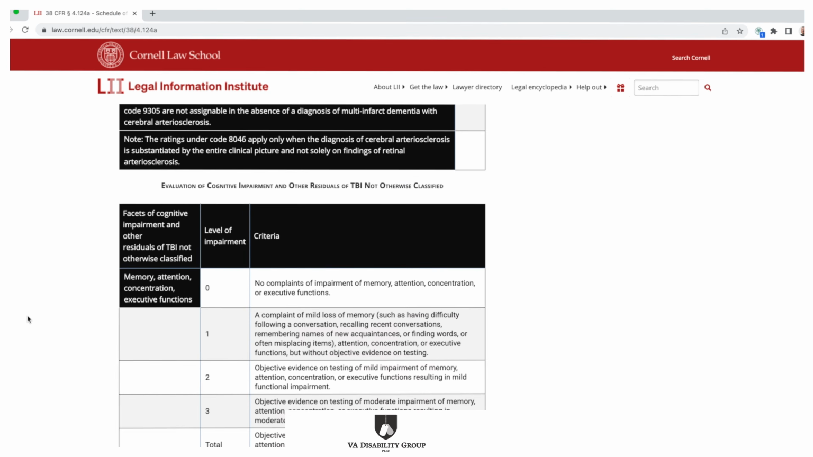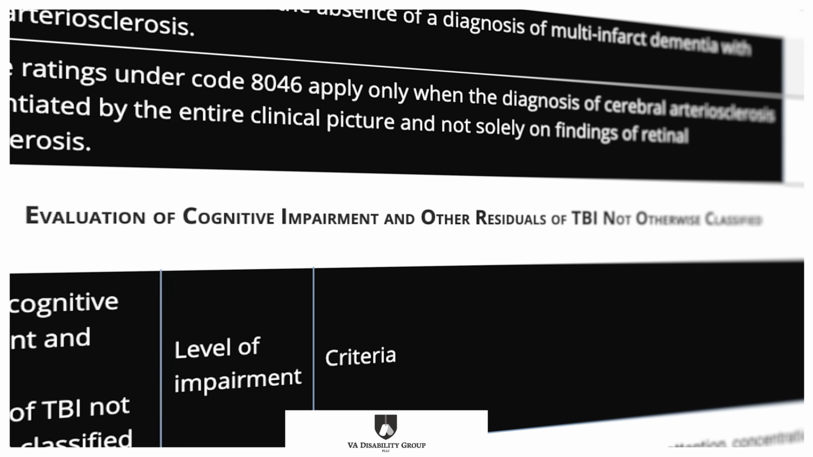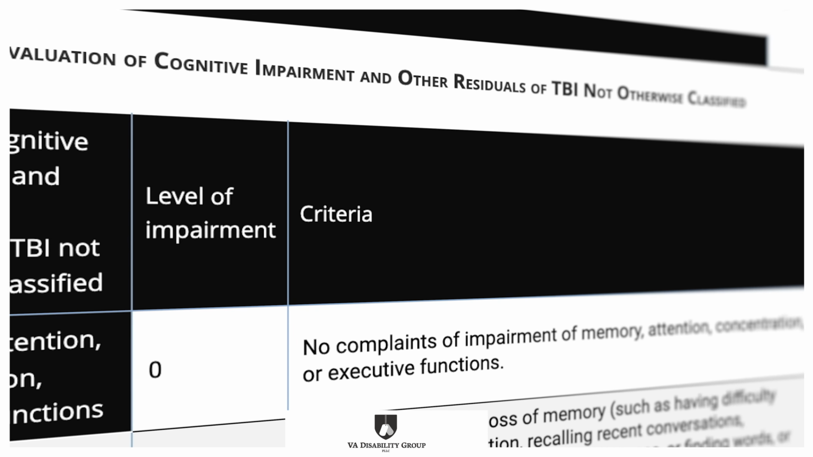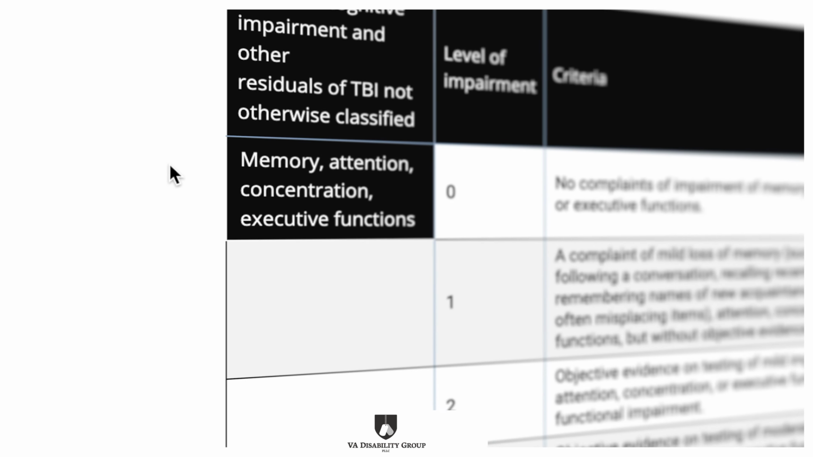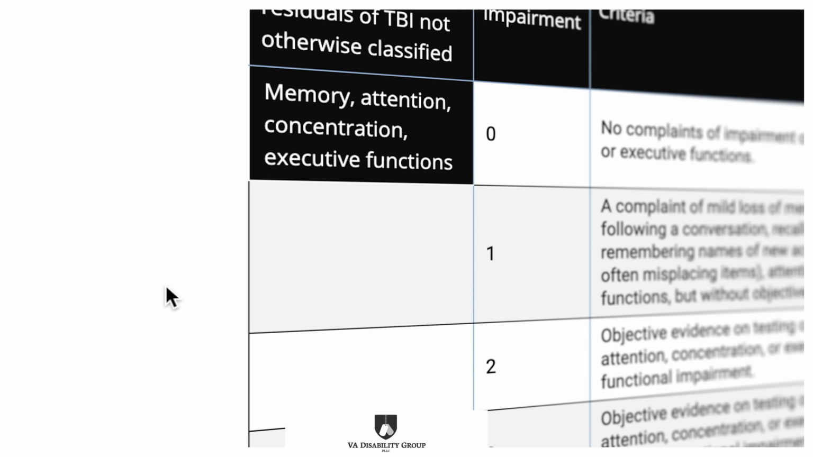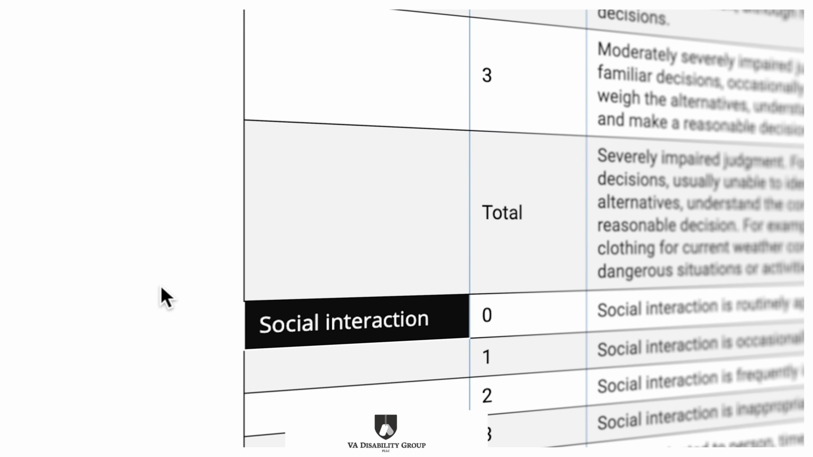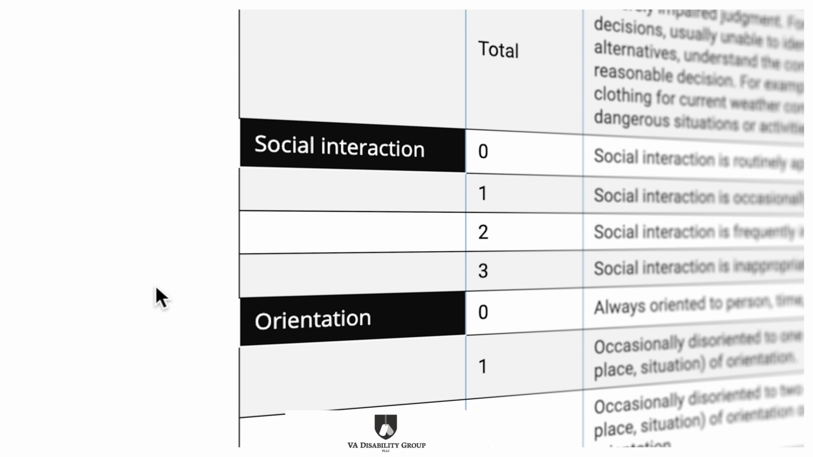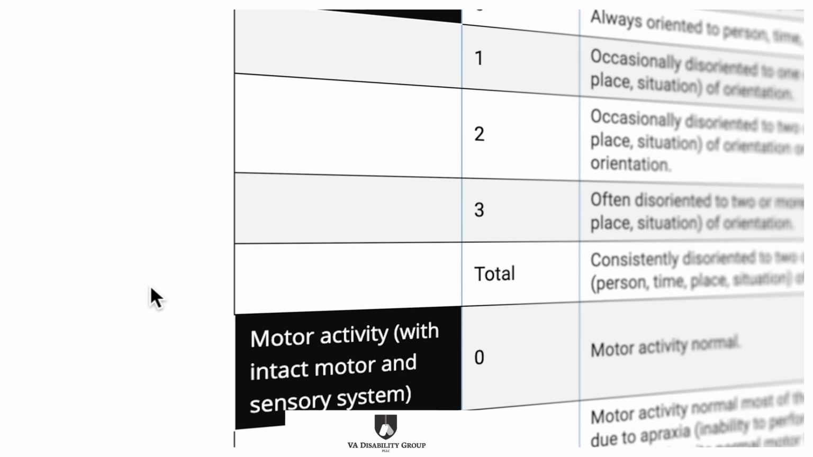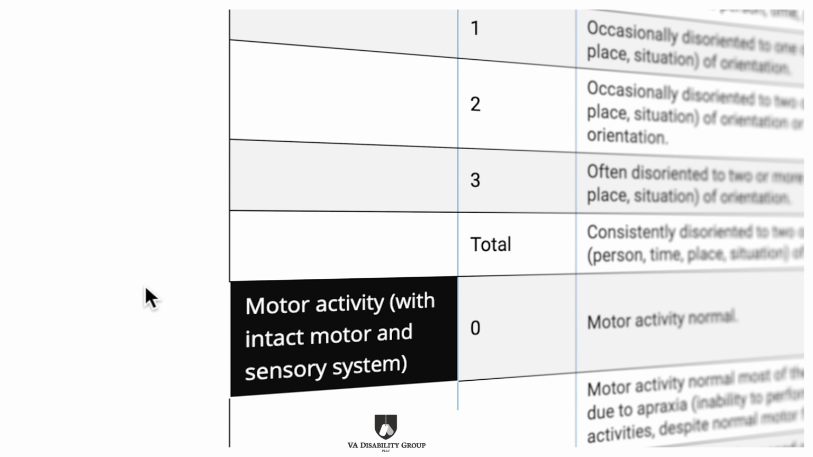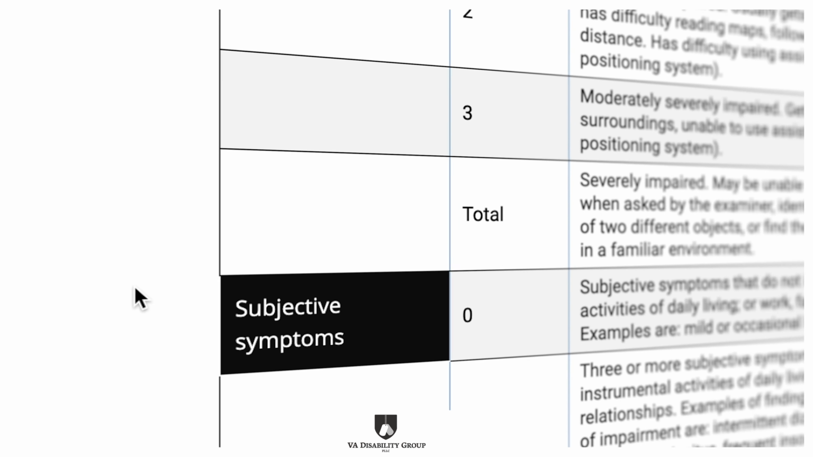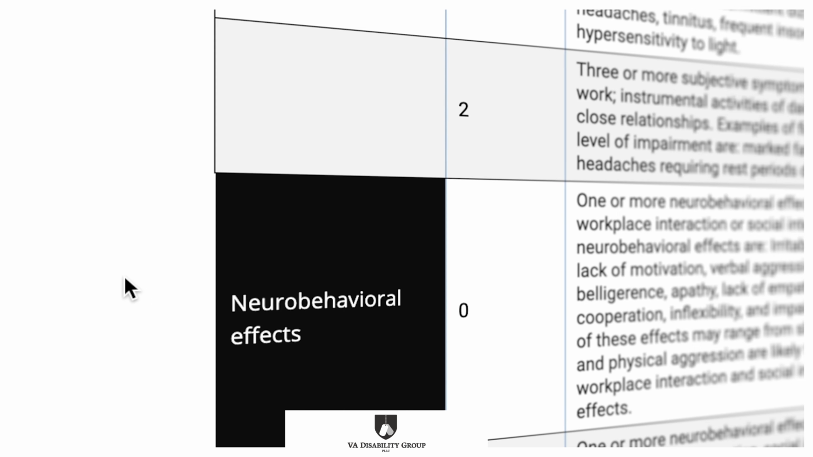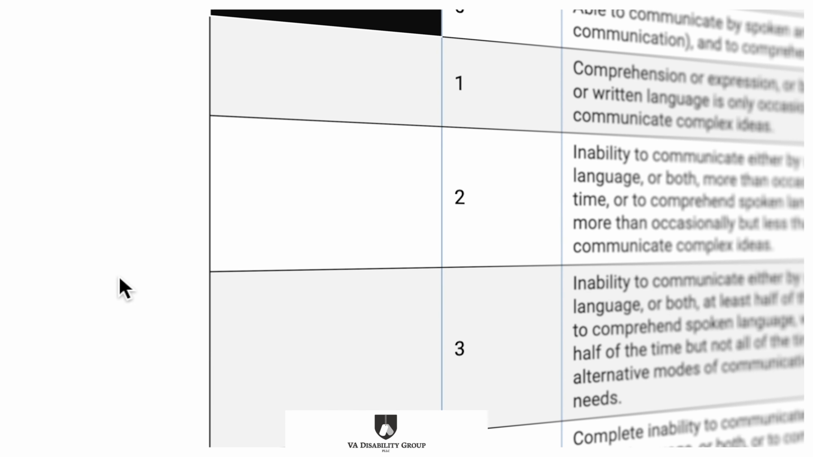If we look at the regulation here and scroll down, we're going to see a table: evaluation of cognitive impairment and other residuals of TBIs not otherwise classified. There are going to be 10 facets in this table. Facet 1 is memory, attention, concentration, executive functions. Facet 2 will be judgment. Facet 3 will be social interaction. Facet 4 will be orientation. Facet 5 will be motor activity. Number 6 will be visual spatial orientation. Number 7 will be subjective symptoms. Number 8 will be neurobehavioral effects. Number 9 is communication, and number 10 is consciousness.